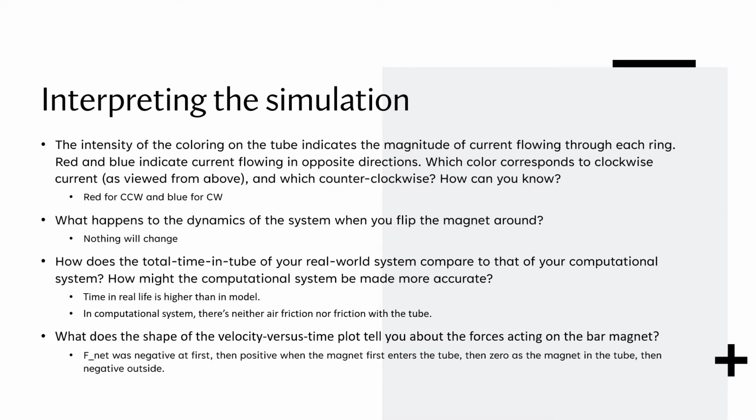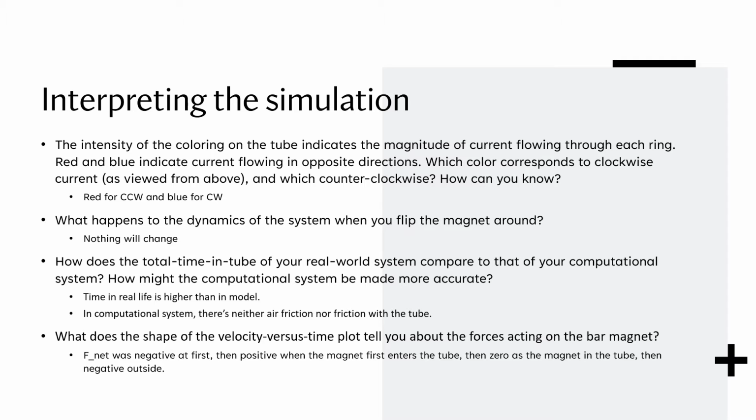To interpret the simulation, our first question is about the density of the coloring, which means which color corresponds to clockwise or which one corresponds to counterclockwise. I believe red is for counterclockwise and blue for clockwise, as if we do the right hand rule, we could find that. The second question: what happened to the dynamics of the system when you flip the magnet around? Basically nothing would change.